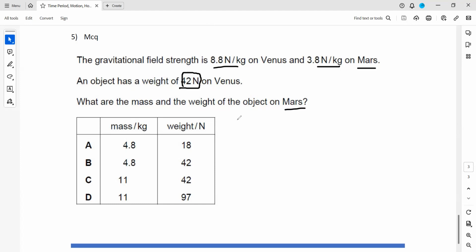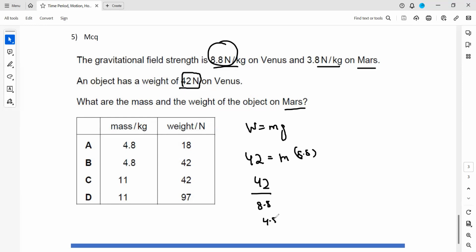So we have the formula weight equals mass times gravity. The weight is 42 newtons on Venus. Mass we don't know. And the gravity of Venus is 8.8. So this 8.8 is multiplied, on the other side it will be divided. So 42 divided by 8.8, that's 4.8.